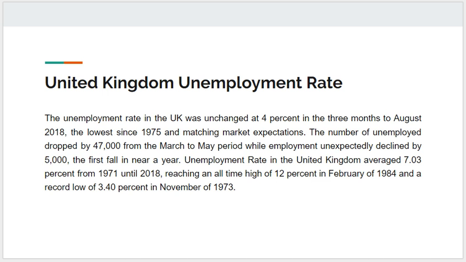And the unemployment rate in the UK averaged 7.03% from 1971 until 2018, reaching an all-time high of 12% in February of 1984 and a record low of 3.4% in November of 1973.